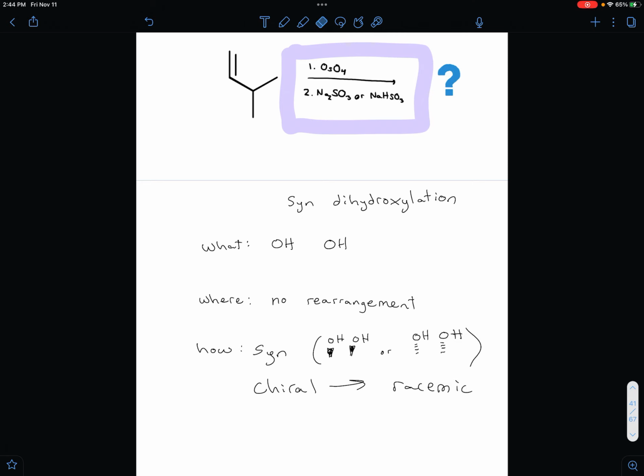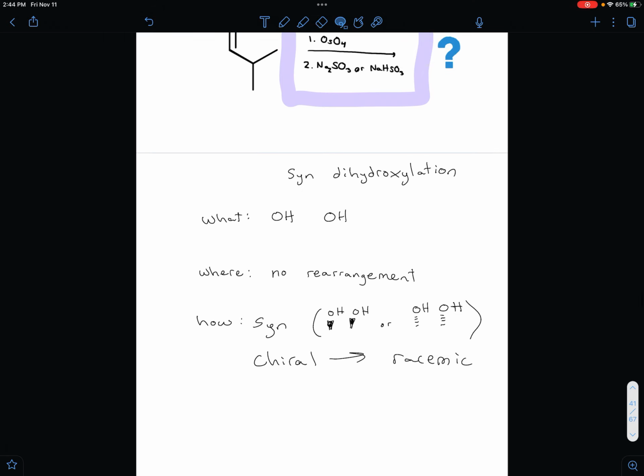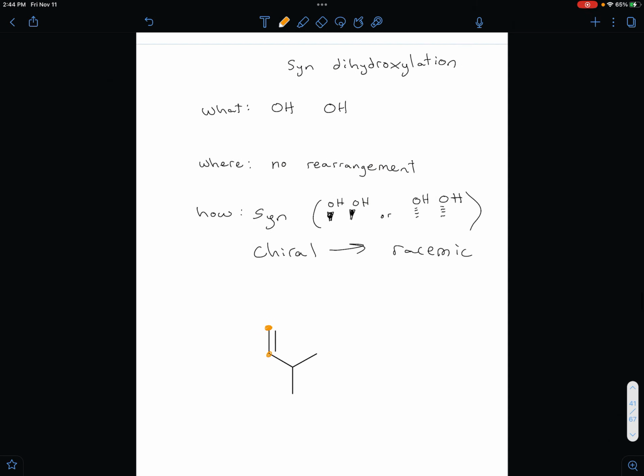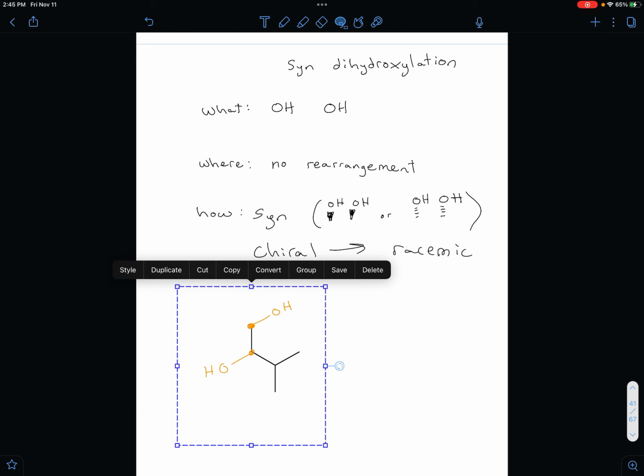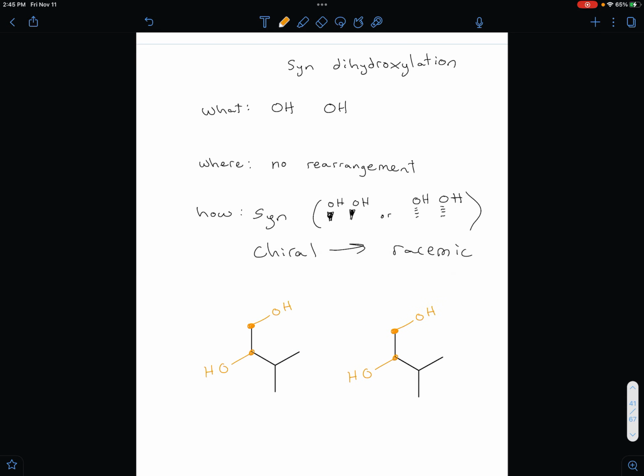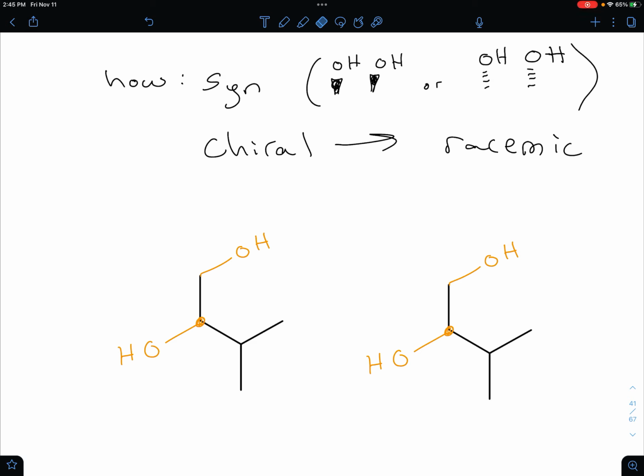So, okay, now that we've identified these things, we can apply them to this specific molecule. And in this molecule, you identify those two carbons in the double bond. Because there's no rearrangement, that's where you're going to add the OHs. So you put an OH on one, you put an OH on the other. And in the process of doing that, you use up those pi electrons, so that pi bond is not going to be there anymore. And we do have a chiral center here, which means we need to draw both enantiomers. The chiral center is this carbon that is below. It's chiral now.